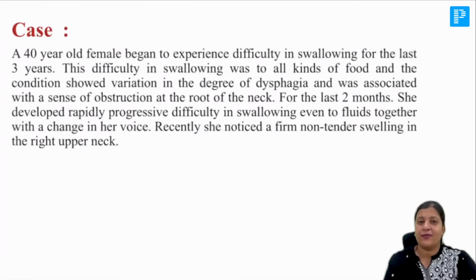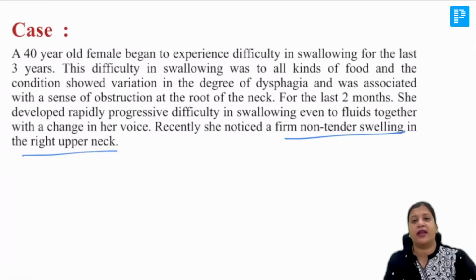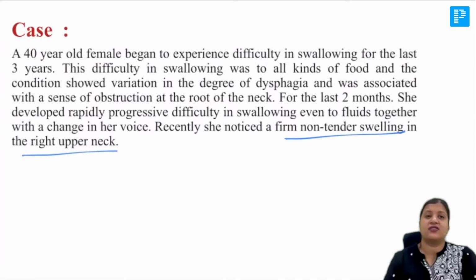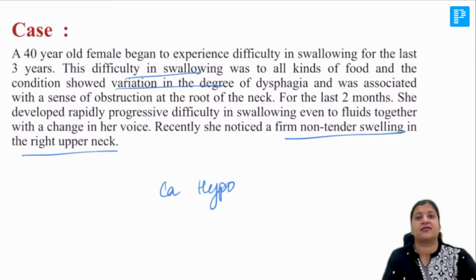Okay, a 40-year-old female began to experience difficulty in swallowing for the last 3 years, for all kinds of food, and there was a sense of obstruction. For the last 2 months, there is rapidly progressive difficulty in swallowing, even to fluids, together with change of voice, and there is a non-tender swelling in the right upper neck. So whenever you have a firm non-tender swelling with dysphagia, you have to think about cancer of the hypopharynx.